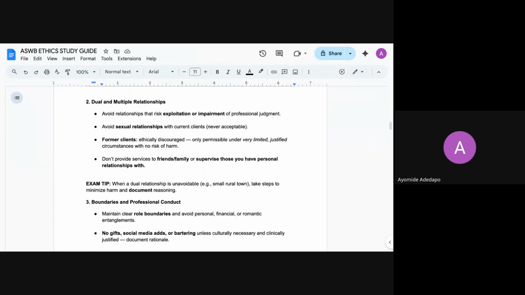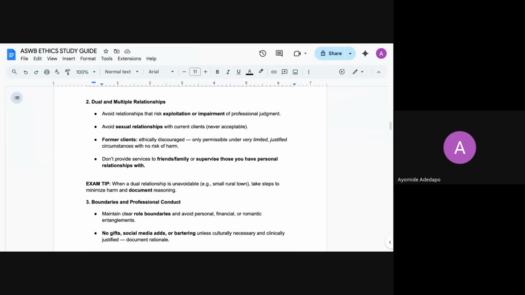We do not provide services for friends or people that we supervise, right? If we have a supervisee and they're like, oh, hey, come do therapy for me and my family. Absolutely not. We don't do that, right? I want you all to think in your brain: avoid dual relationships at all costs. There are only certain circumstances, like living in a small town and being the only social worker there, where you will be able to do that, but you want to try to reduce or minimize harm as much as you can, and you want to document the reason, right?